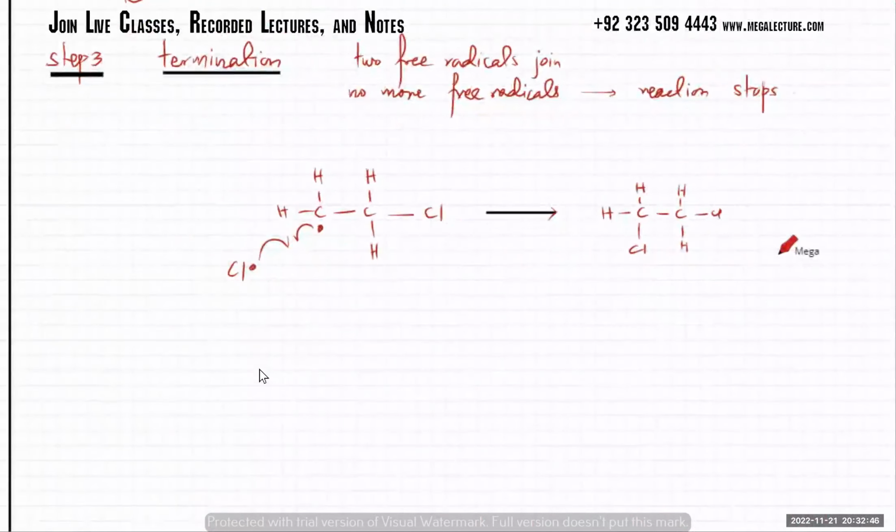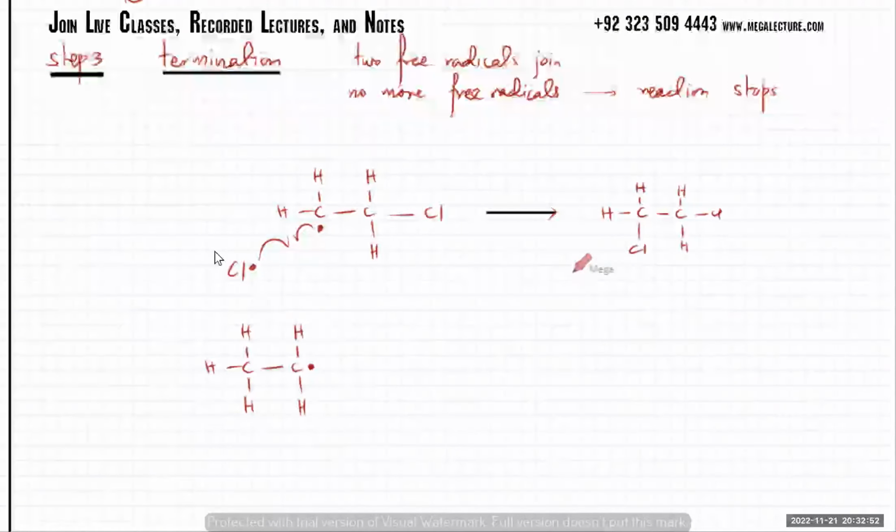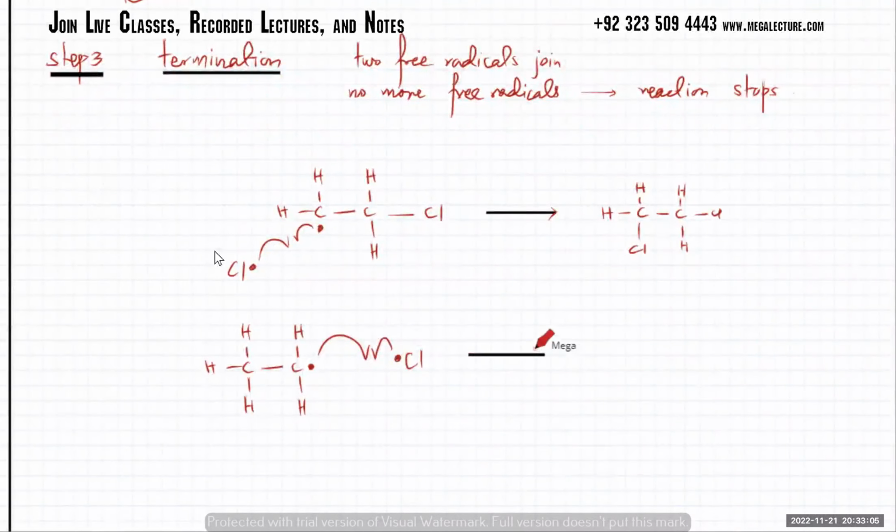Okay, so there could be another termination, and maybe another Cl radical might join up, and the two will combine with each other. And when they do, the reaction terminates immediately.